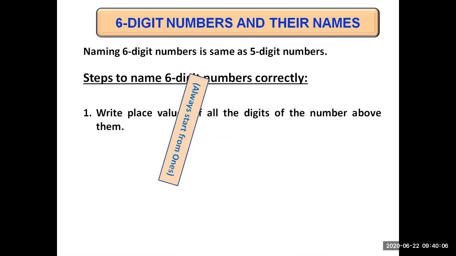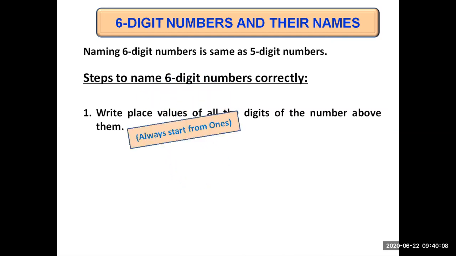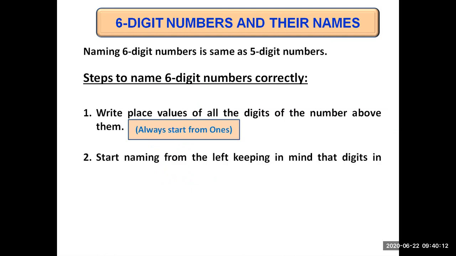Steps are the same. Write the place values of all the digits above them. Definitely always start from ones. Then start naming from the left, keeping in mind that digits in the house of thousands are to be named collectively. All three digits in the house of thousands will be named collectively, right?